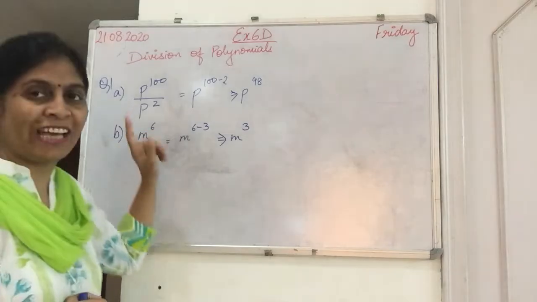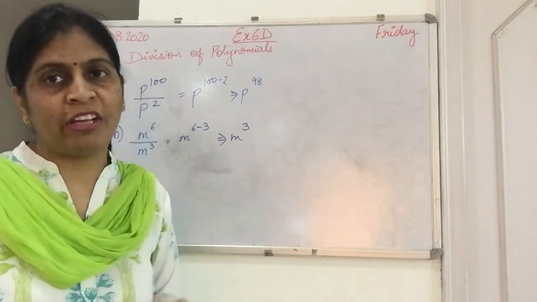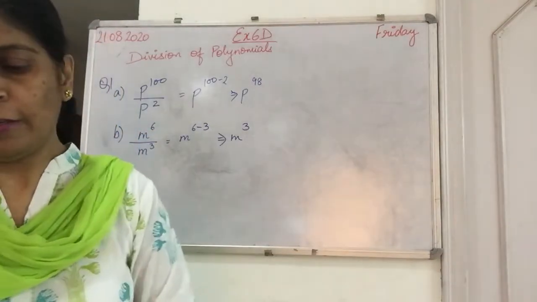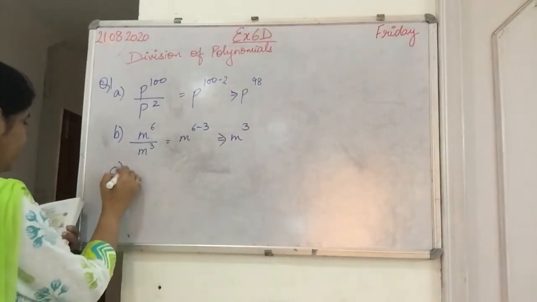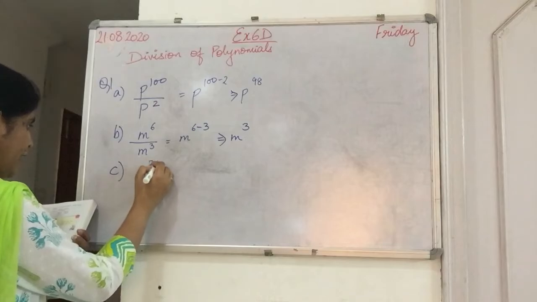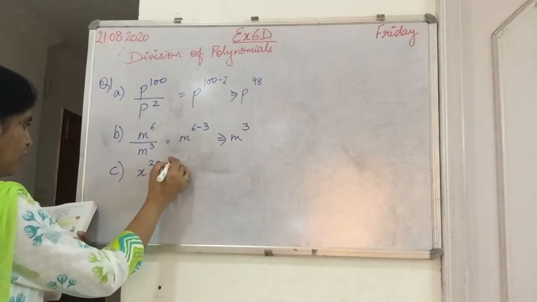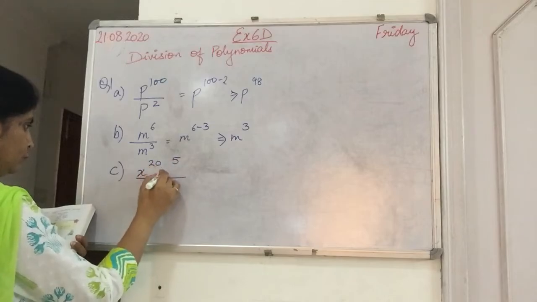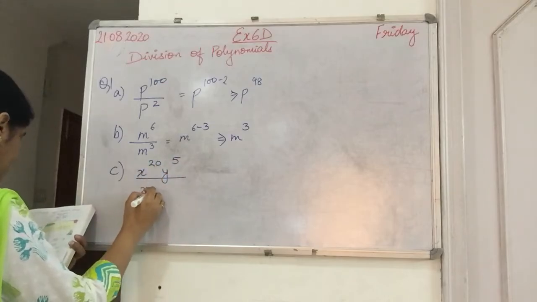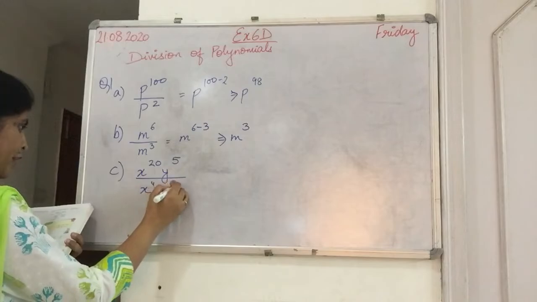Now you can see that in these questions they have a coefficient as 1. But what will happen when you don't have a coefficient as 1? Then let's do the C part of it and then I will explain D. x raised to the power 20 y to the power 5 upon x raised to the power 4 y cube.